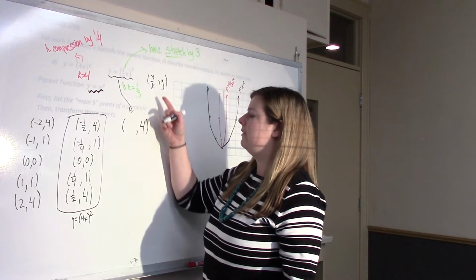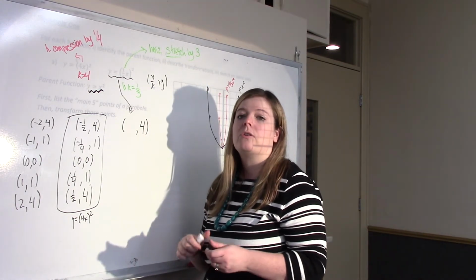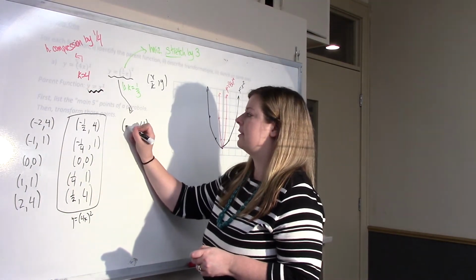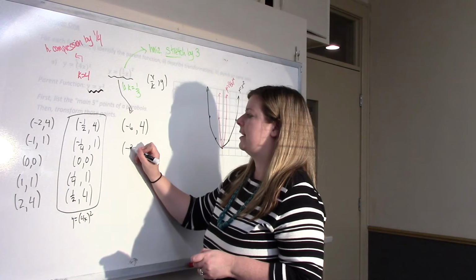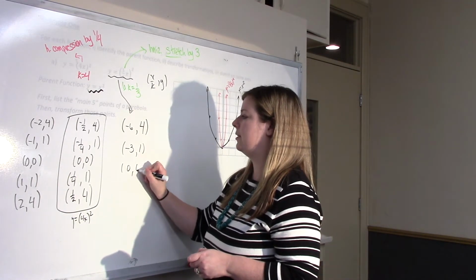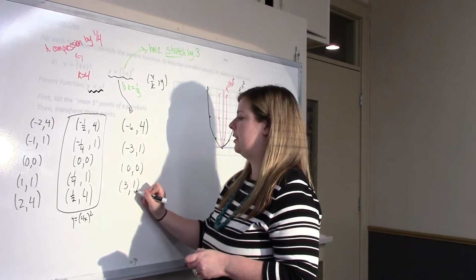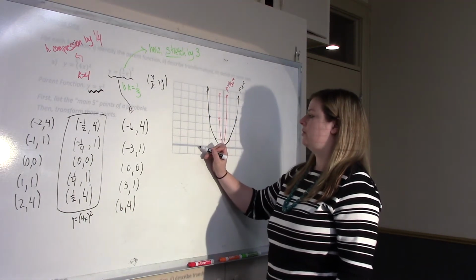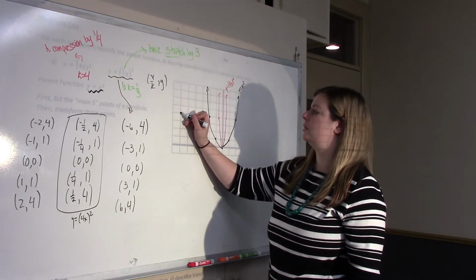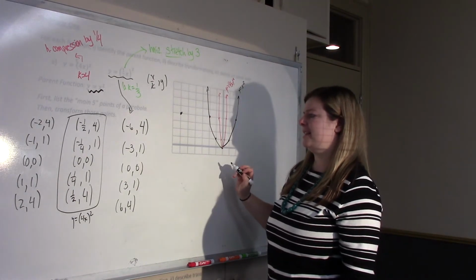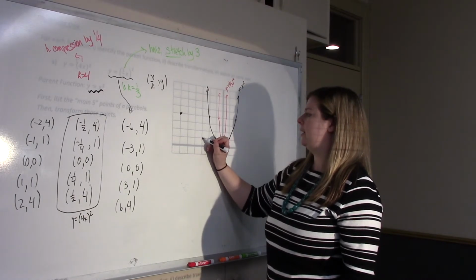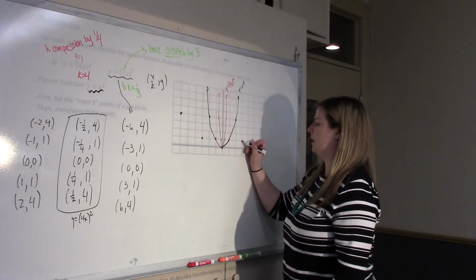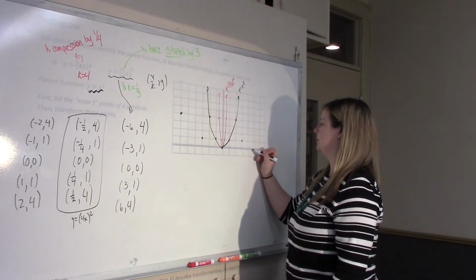So all of the x values are being divided by 1/3, or again, an easier way of thinking about that is just multiplied by 3. So -2 times 3 is -6, 4; -3, 1; 0, 0; 3, 1; and 6, 4. So let's just plot those points. So (-6, 4), (-3, 1), (0, 0), (3, 1), and (6, 4).